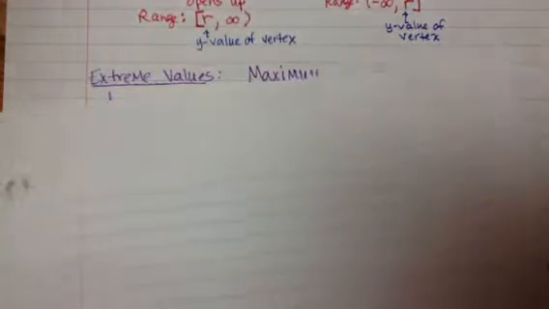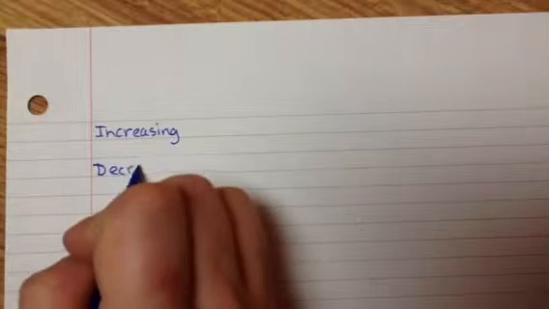The next characteristic we're going to talk about for these parabolas is where they are increasing and decreasing. When you are looking at where a parabola or any graph is increasing or decreasing, you always want to read the graph from left to right.